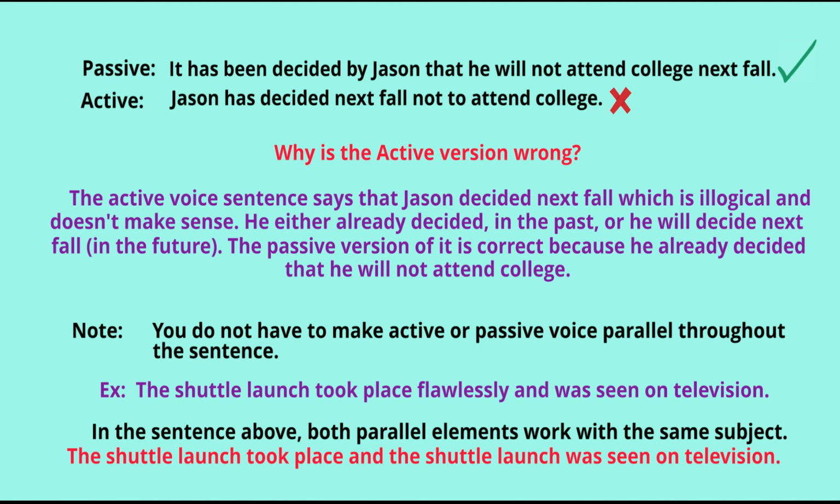Let's see an example. The shuttle launch took place flawlessly and was seen on television. So what are you describing or what are you talking about? You're talking about the shuttle launch, right? That it took place flawlessly and was seen on television. So in the sentence above, both parallel elements work with the same subject, the shuttle launch. So the shuttle launch took place and the shuttle launch was seen on television. So you do not have to make active or passive voice parallel throughout the sentence.